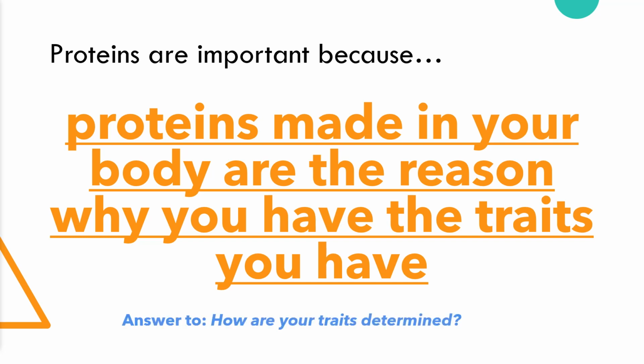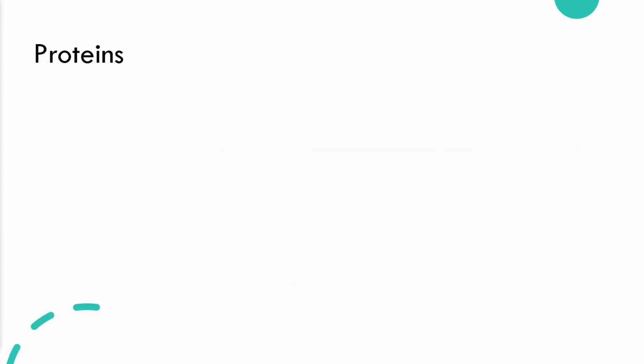So this is the answer to our original question we asked at the start of this video. Our traits are determined because of the proteins that our body makes, and the recipe for those proteins comes from our genes in our DNA. So what exactly are proteins?